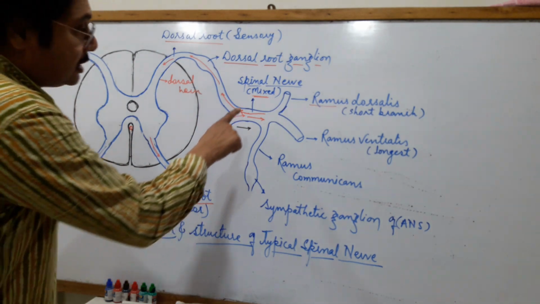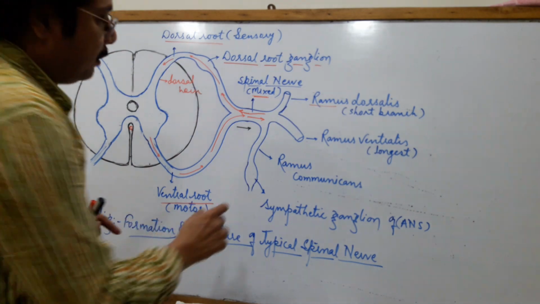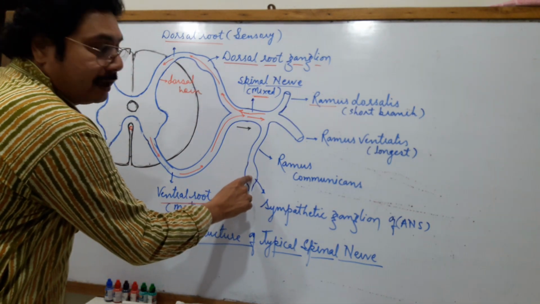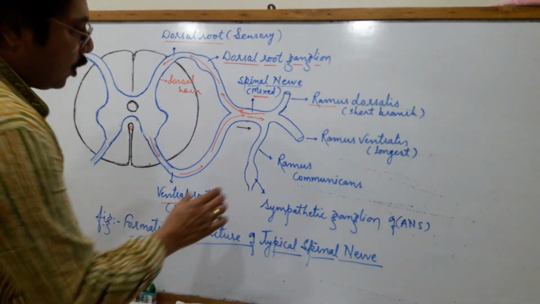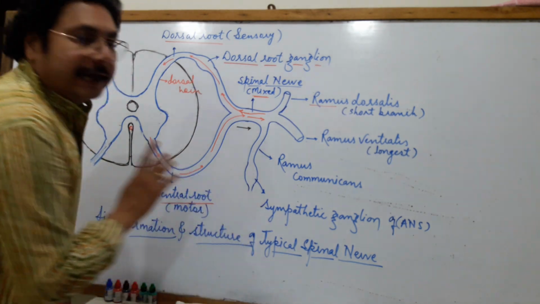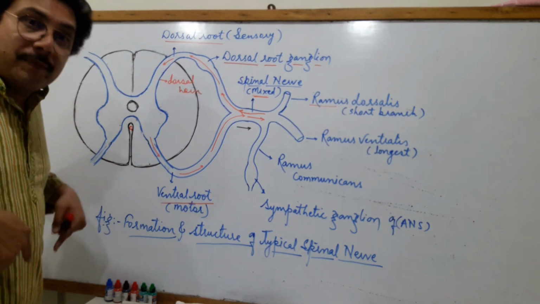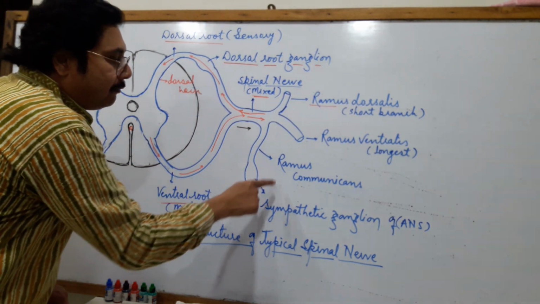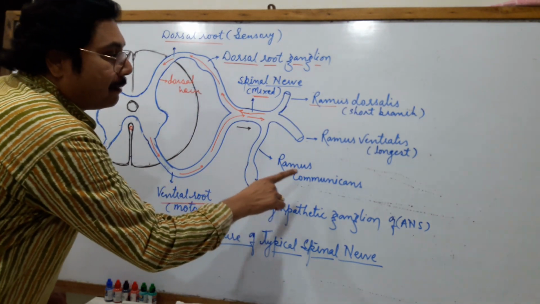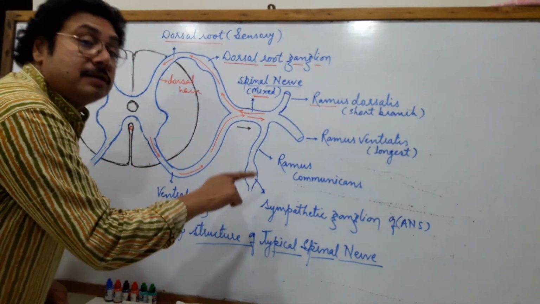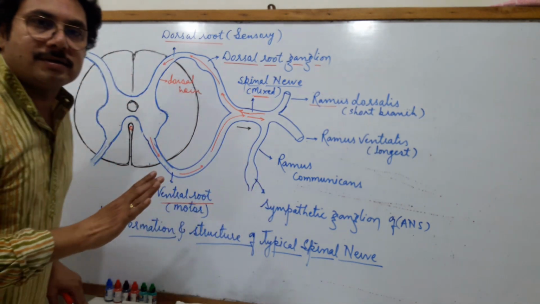Now this third branch communicates with the sympathetic nervous system by forming a ganglion, where again a bunch of sympathetic neurons is formed and their fibers communicate there, forming a ganglion called the sympathetic ganglion. So the third branch, which goes deep inside, the downward branch, communicates with the sympathetic nervous system by forming the sympathetic ganglion. So it is called the ramus communicans.